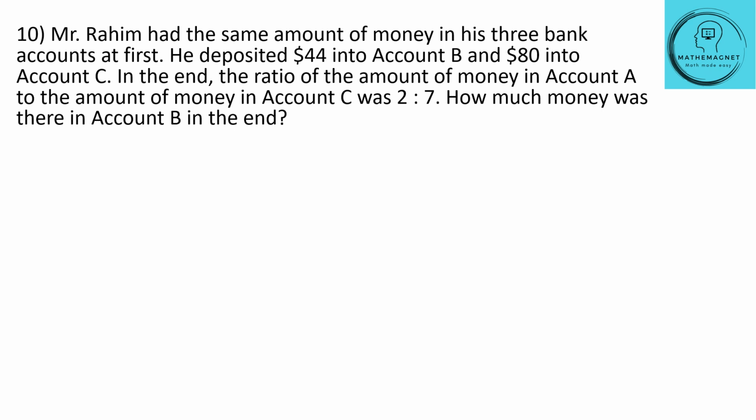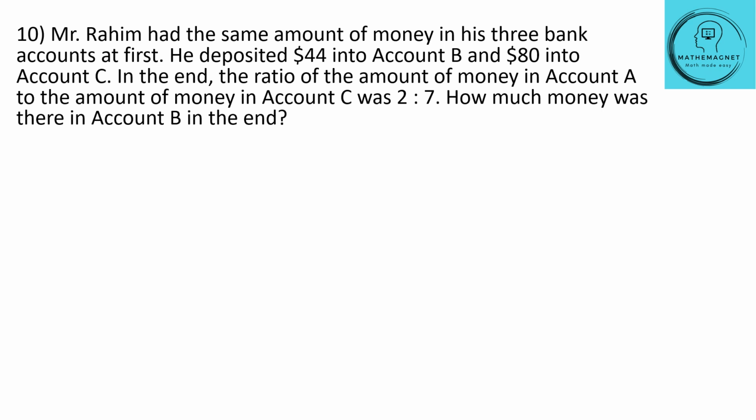Now again, this is a before and after model. At first, all the 3 bank accounts had the same amount of money. So all three accounts A, B and C will have a uniform number of blocks in the bar model. Here there is no change happening in account A. $44 is added to account B and $80 is added to account C.